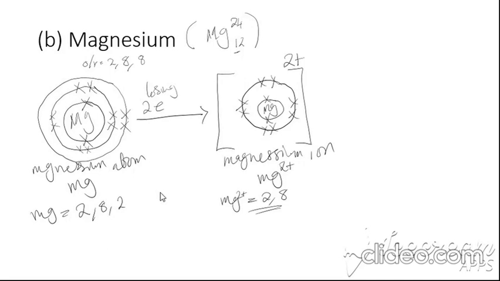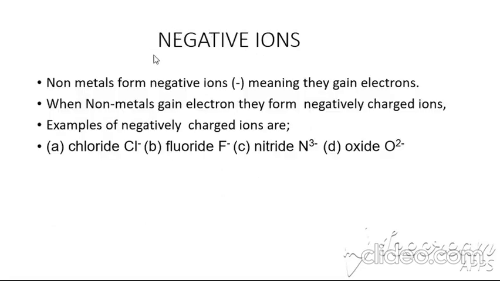So have you seen the difference between magnesium atom and magnesium ion? They can even ask you to write the electron configuration for magnesium ion, this one. So this is how you do it, and you do the other last 2. You can do it on your own. So now let's look at negative ions, and I'm sure you're clear about the positive ions.